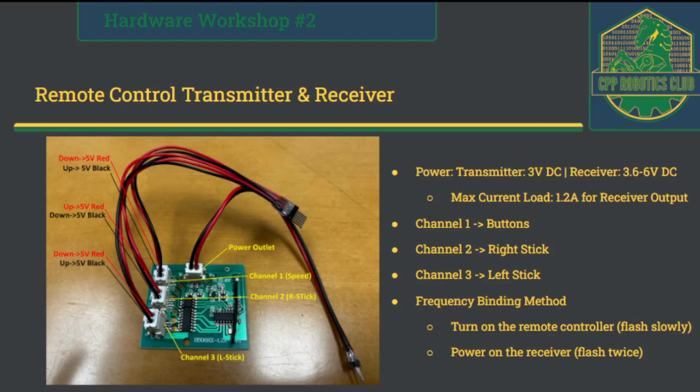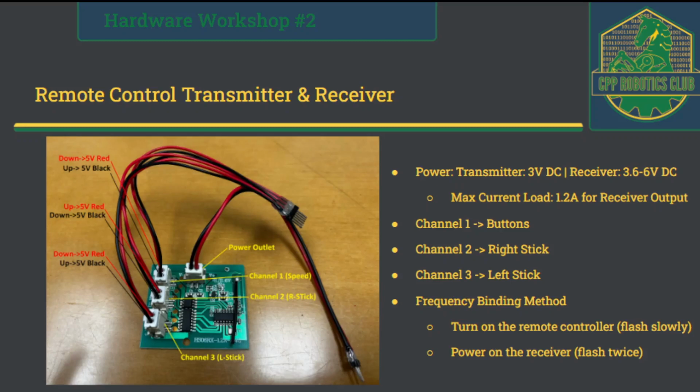The max load current for the receiver output is 1.2 amps, which is definitely not something you need to worry about, because the maximum current that the Arduino can supply is only 40 milliamps. It's very small, so you don't need to worry too much about this max current load.